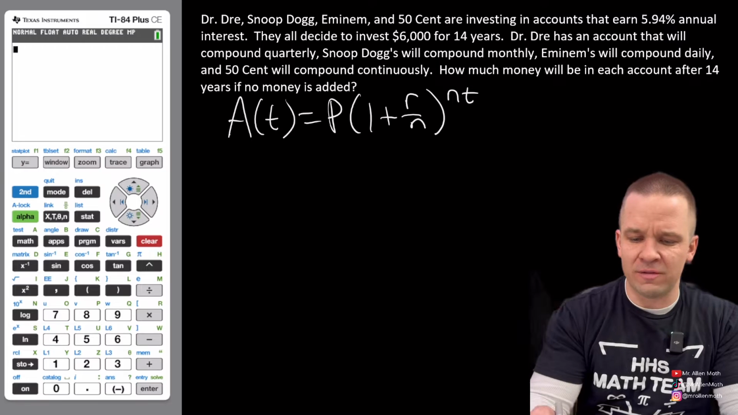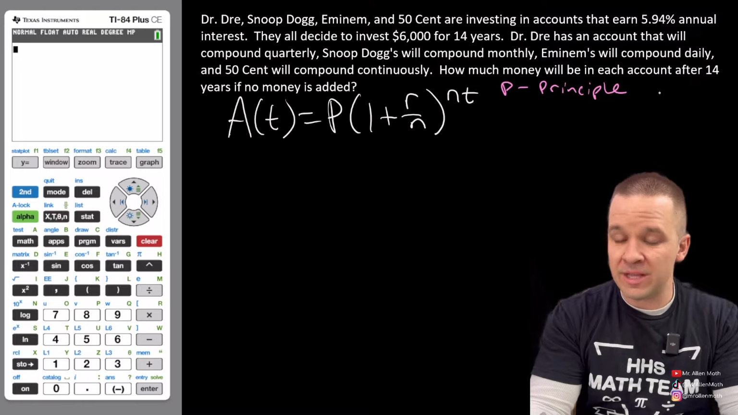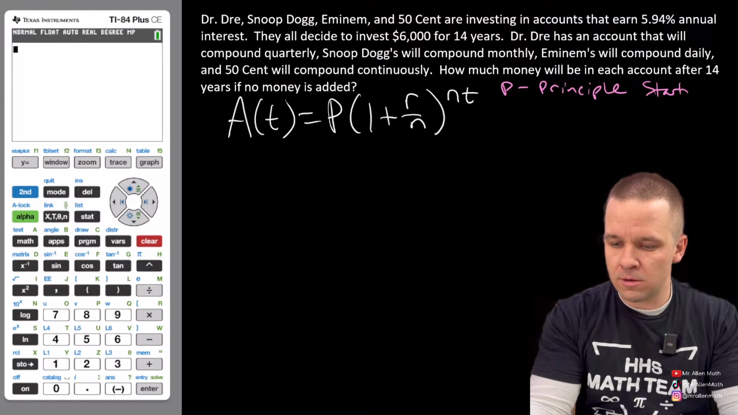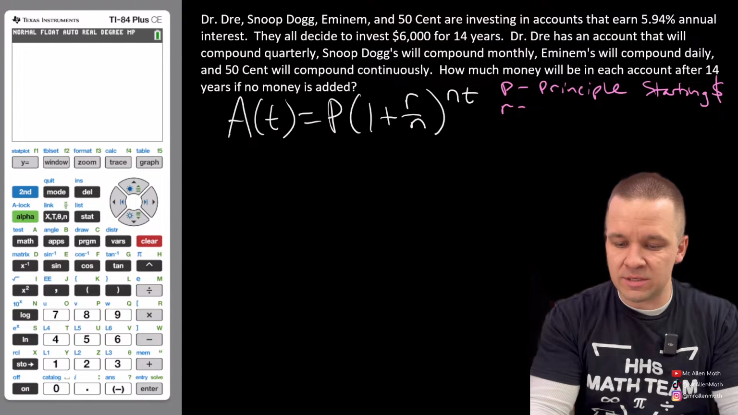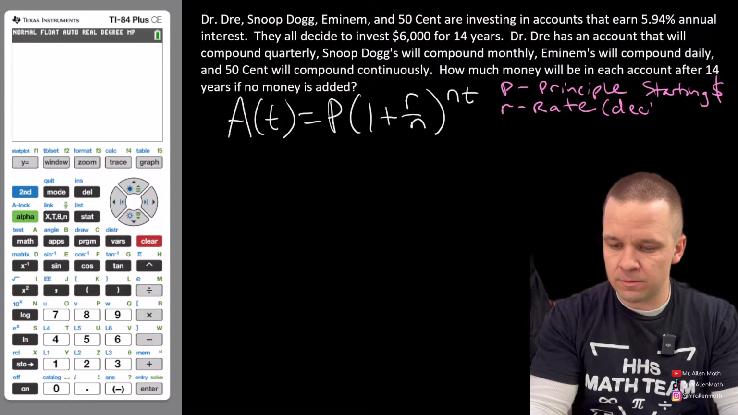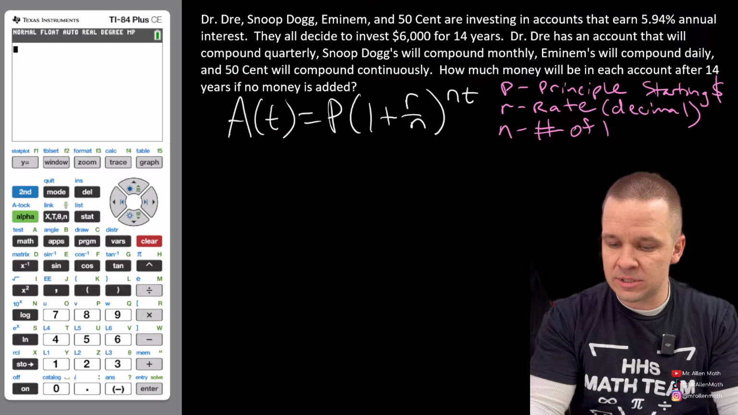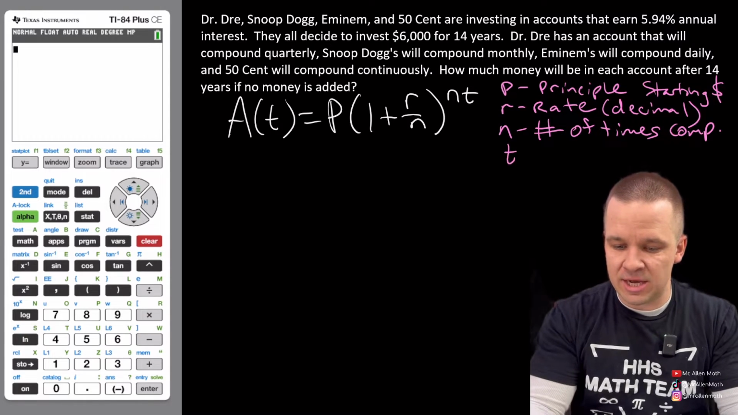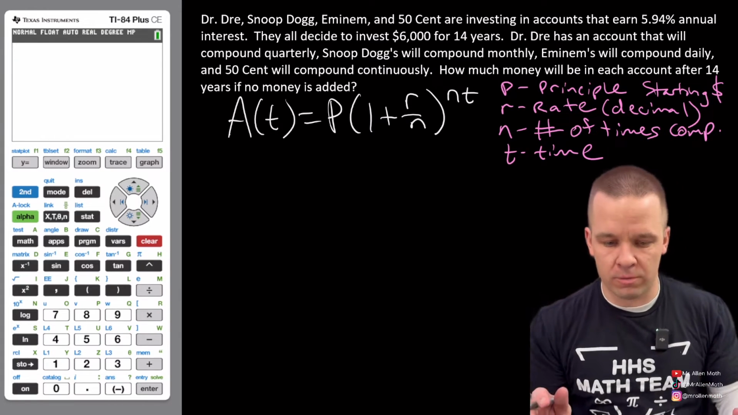Perhaps we should write that all down. So P, that is our principal, the starting money. Then we have R, that's the rate, as a decimal. Then we have N, that's the number of times compounded. And then lastly, T is time. Cool. So there we go. That's our formula we're going to work with, okay?